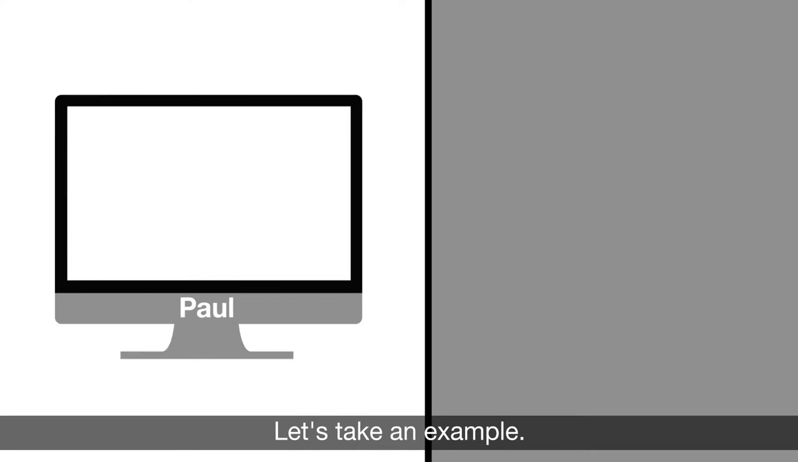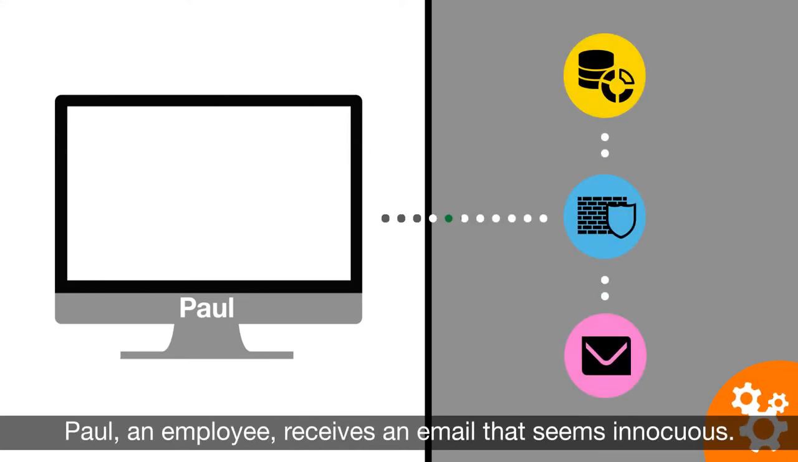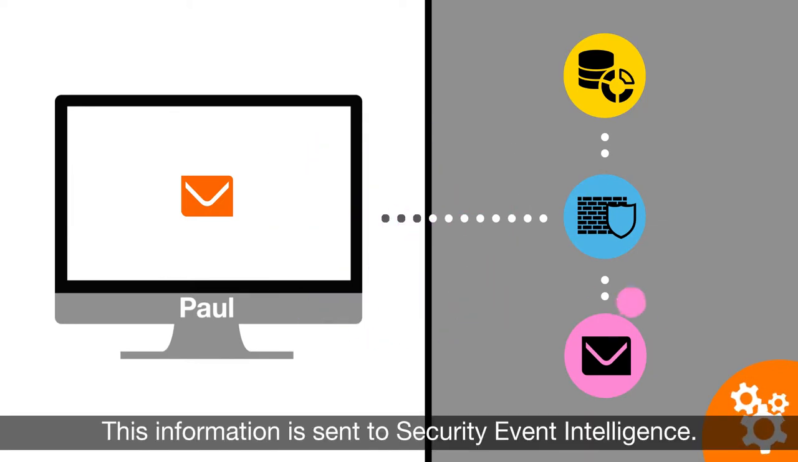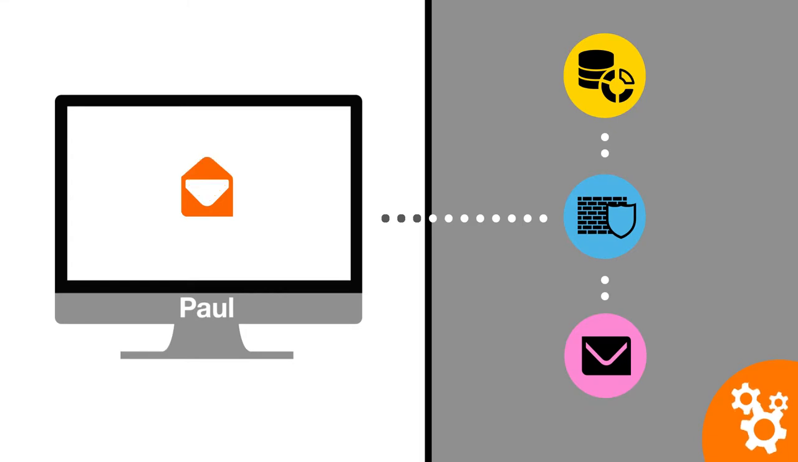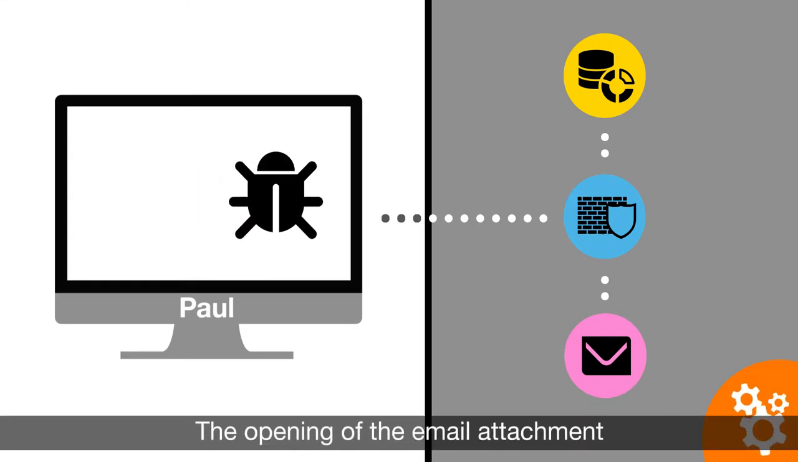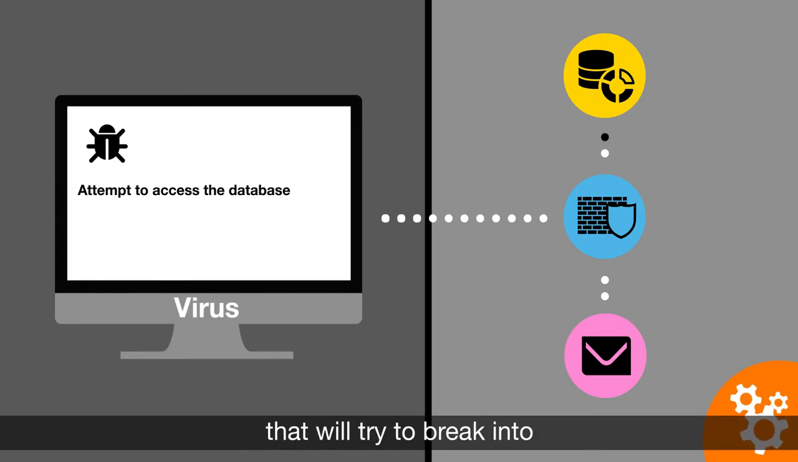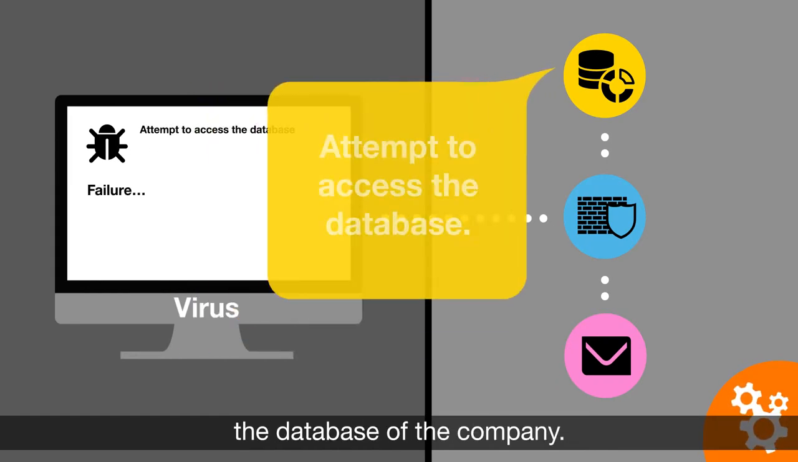Let's take an example. Paul, an employee, receives an email that seems innocuous. This information is sent to Security Event Intelligence. The opening of the email attachment triggers the installation of a virus that will try to break into the database of the company.